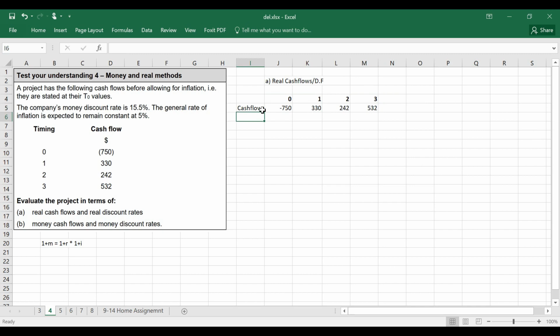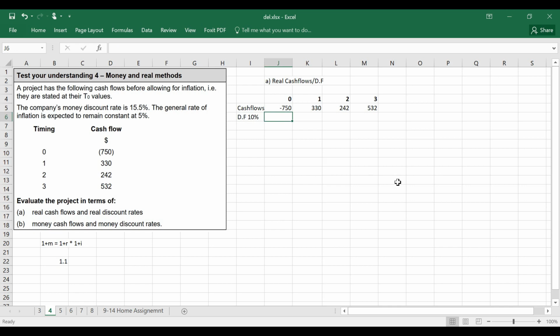We know that these cash flows are real cash flows. Now we will multiply them with the real discount rate, but in the question we don't have the real discount rate. Instead we have the money discount rate or nominal discount rate. So we have to find the real discount rate using the formula we have already seen in the previous lecture. So I am quickly calculating our real discount rate: 1.155 divided by 1.05. Here you can see it is our 10% discount rate.